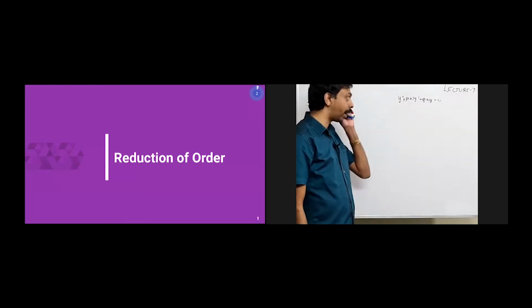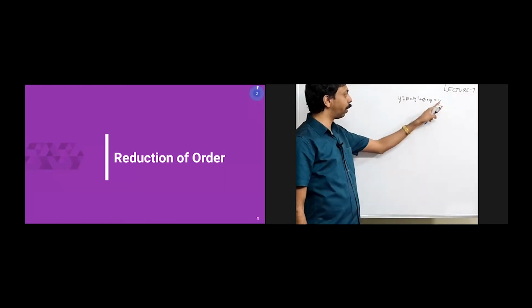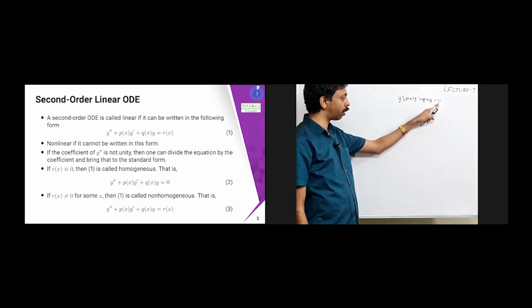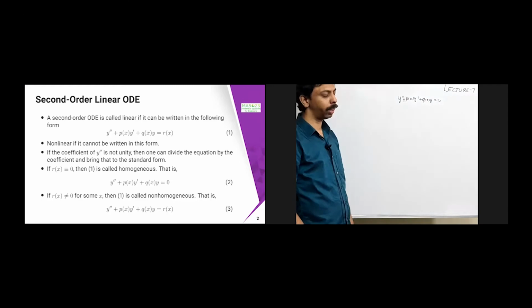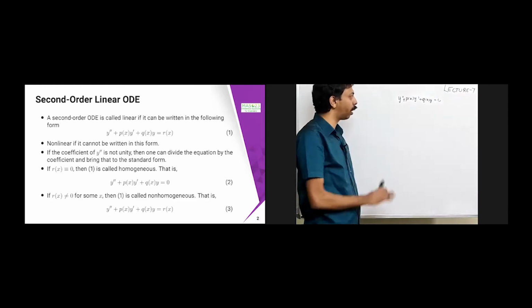So this is the second order linear ODE. If I put R(x) here, and R is zero, it becomes homogeneous. If R(x) is not zero, it is called a non-homogeneous ODE. So in general, the second order linear ODE is written in this form.